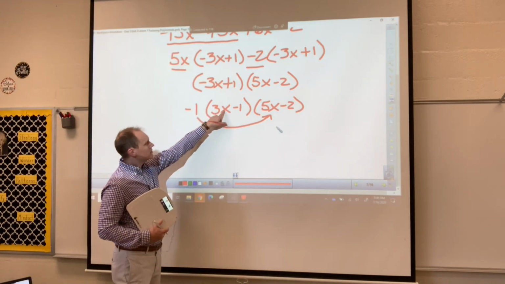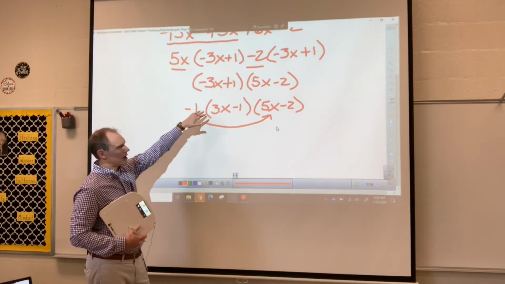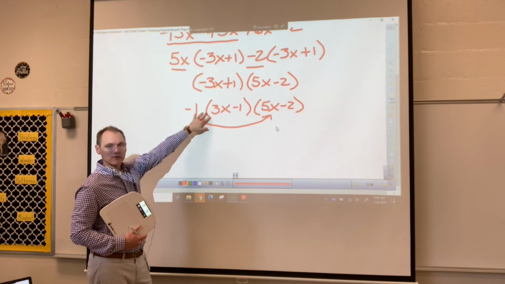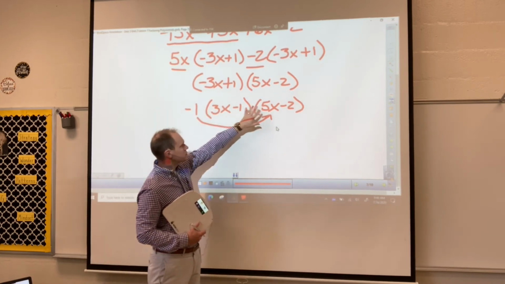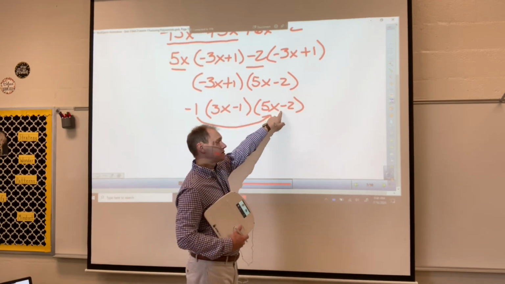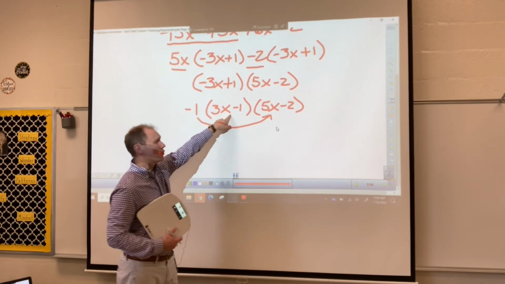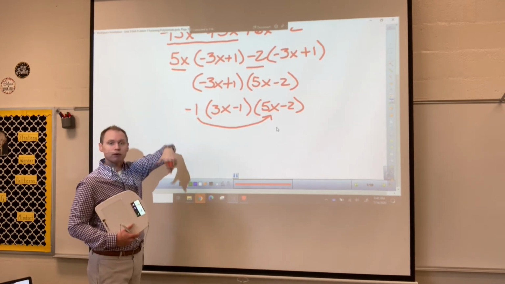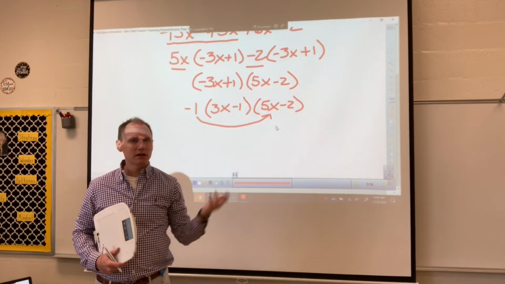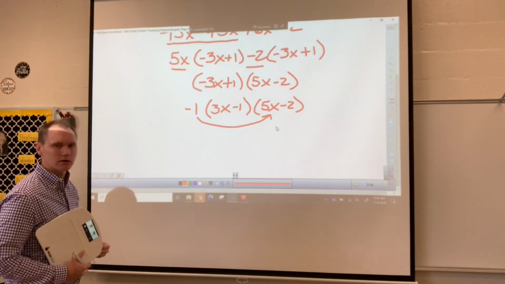Thinking more about it graphically, this is probably the best version, just because we can tell the zeros pretty easily. This is going to be 2/5. This one's going to be 1/3 if you solve those. But this negative here tells us it's opening downward. And so you can see it a little bit easier in that form. So yeah, good question.